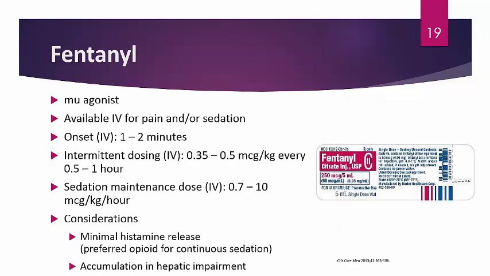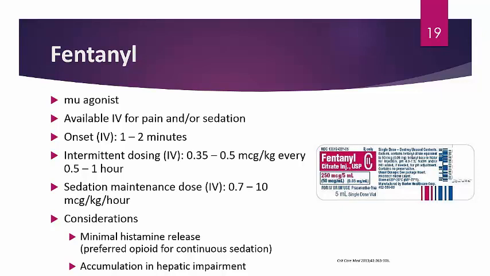Your workhorse in the ICU particularly is going to be fentanyl. Fentanyl, like the others, is a mu agonist and is available IV for pain and or sedation. Onset is relatively short as well, 1 to 2 minutes. The intermittent dosing of fentanyl per weight is 0.35 to 0.5 mics per kilo every 30 minutes to an hour. Though some people may use smaller doses and some may use slightly larger doses.